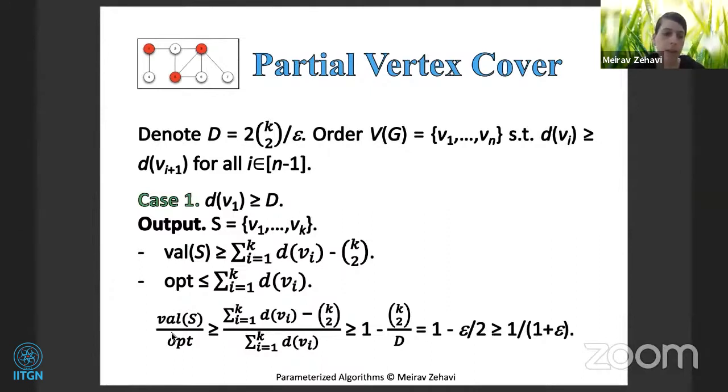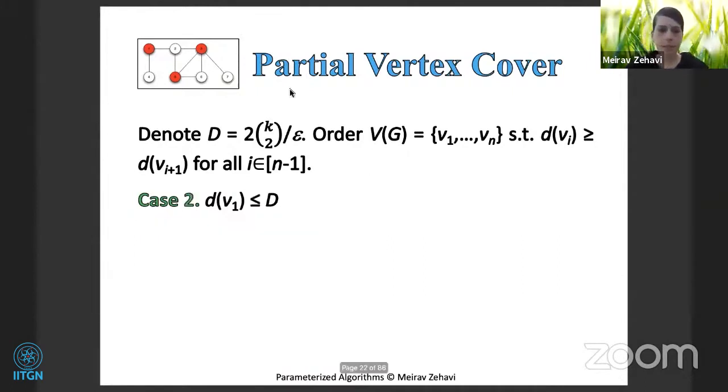Overall, you get that the value of S is indeed a 1 plus epsilon approximate solution. Okay, so this is the first case. When the degree of the first vertex is so large, we can just pick the k vertices of high degree. The loss there gets compensated by the large degree of the first vertex. So now let's look at the second case.